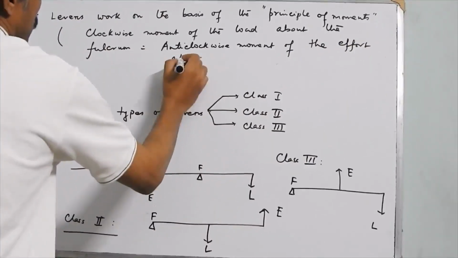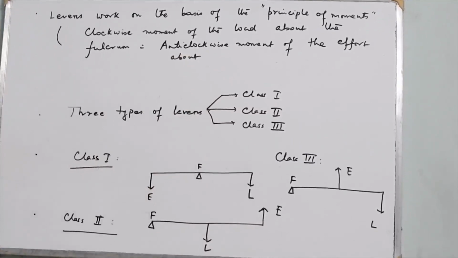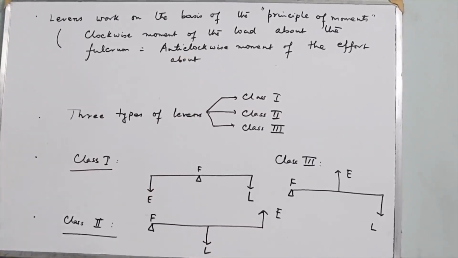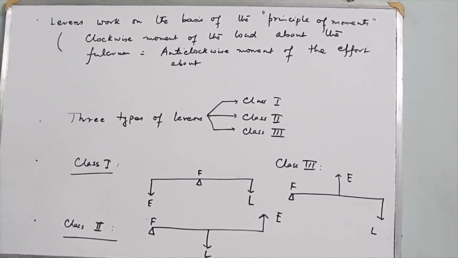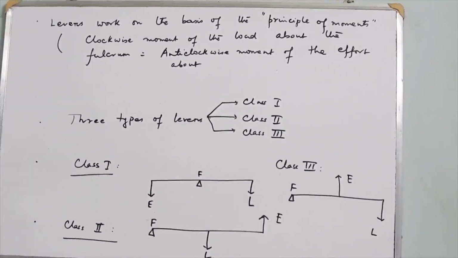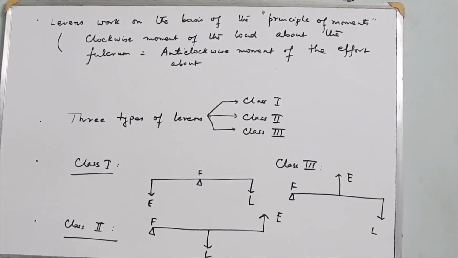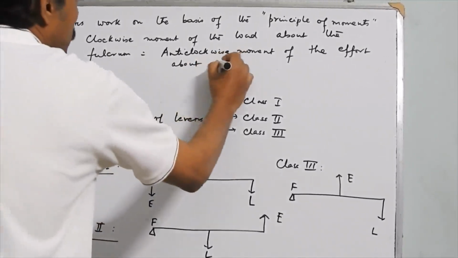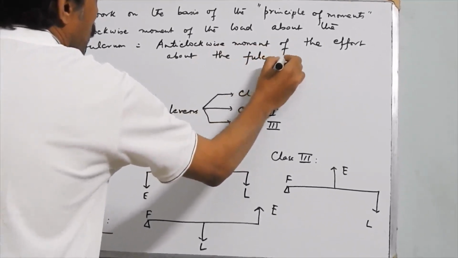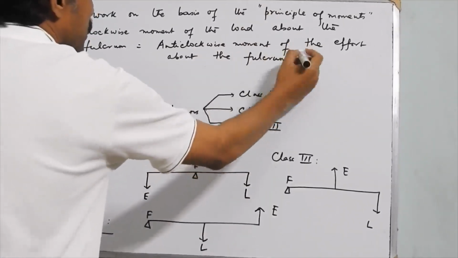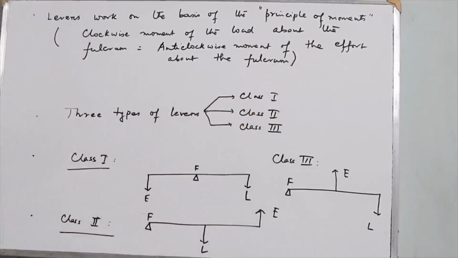Now this statement can be interchanged with respect to the position of the load and the effort. We can also call it as anti-clockwise moment of the effort about the fulcrum is equal to the clockwise moment of the load about the fulcrum. So it depends on how the effort and the load has been positioned with respect to the fulcrum.